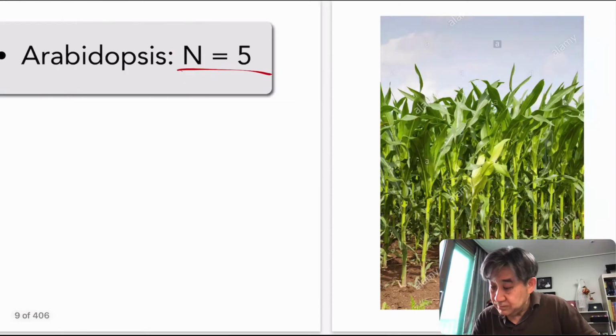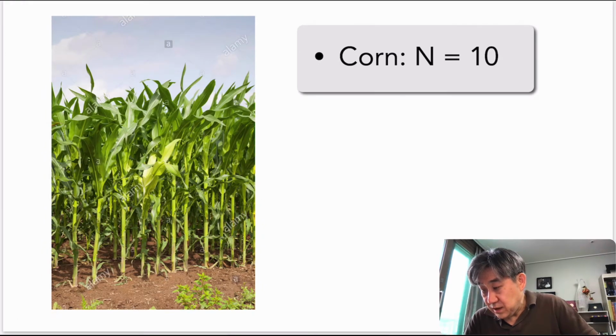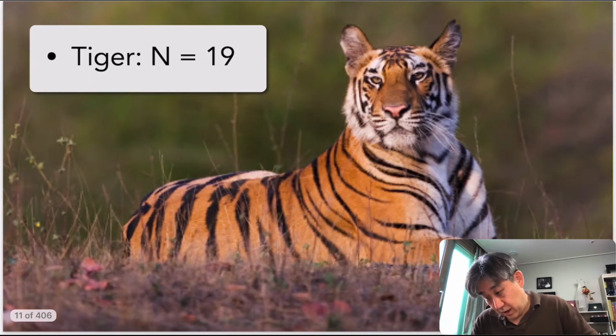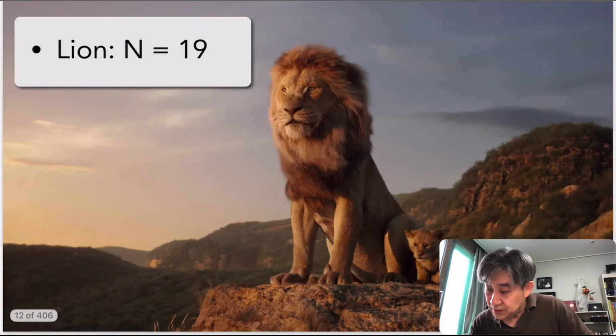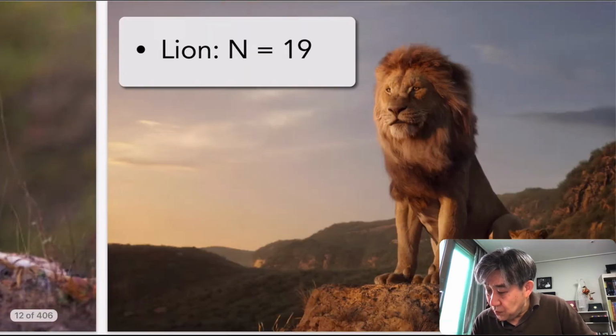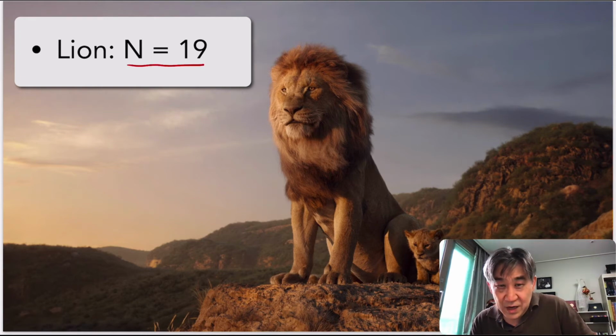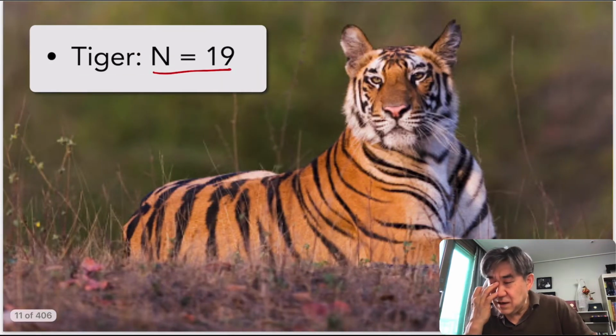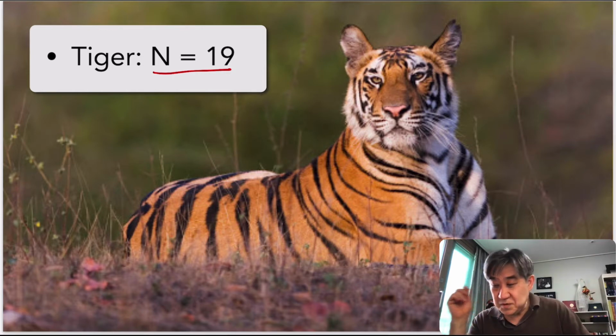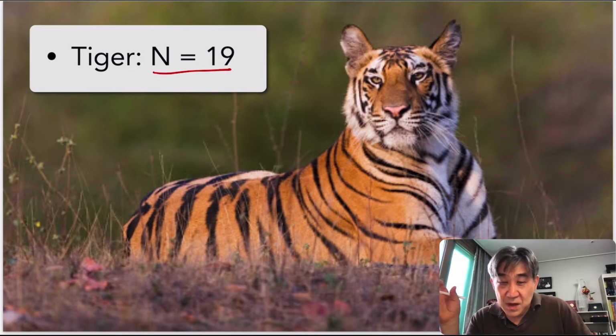Its haploid chromosome number is only 5. Corn, on the other hand, has a haploid chromosome number of 10. Tigers, 19 chromosomes. Wow. Lion, 19 chromosomes. Actually, both tiger and lion have 19 chromosomes. This signifies that a hybrid between tiger and lion may not, after all, be such an impossible thing. And then we learn that actually they can produce a viable hybrid between tigers and lions.